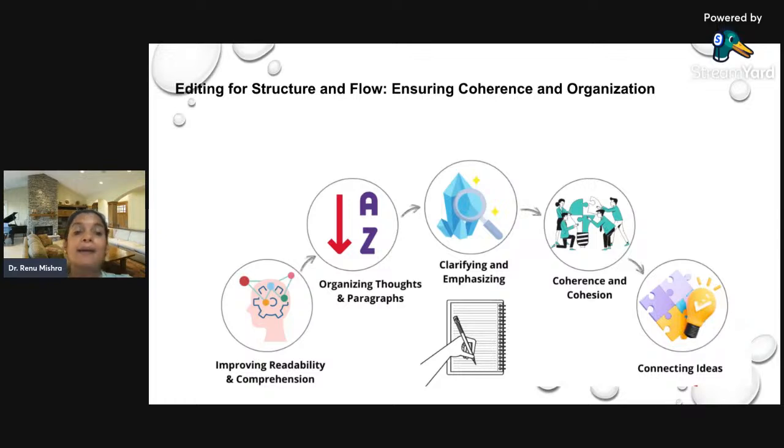Second, it organizes thoughts and paragraphs. First, you're able to read it. Now, it is organized in such a way that the paragraphs are properly arranged and sorted, and the paragraph which needs emphasis clearly showcases that it requires my emphasis.